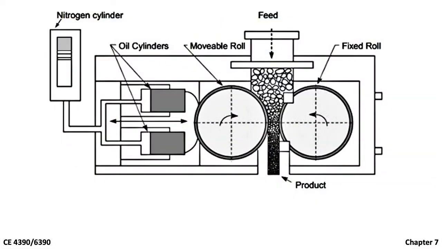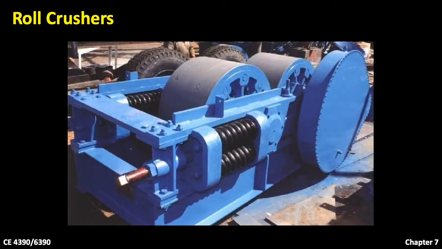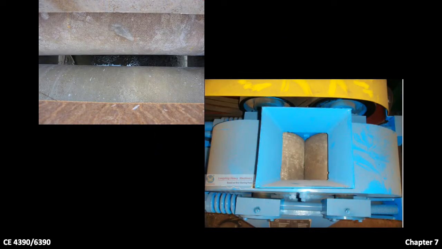With a roll crusher, as shown in the animation, rocks are crushed as they pass between two rotating rollers. Typical reduction ratio is 3:1. It means the product material is about 3 times smaller than the feed material. This picture shows a real roll crusher. This is a top-down view of a roll crusher.